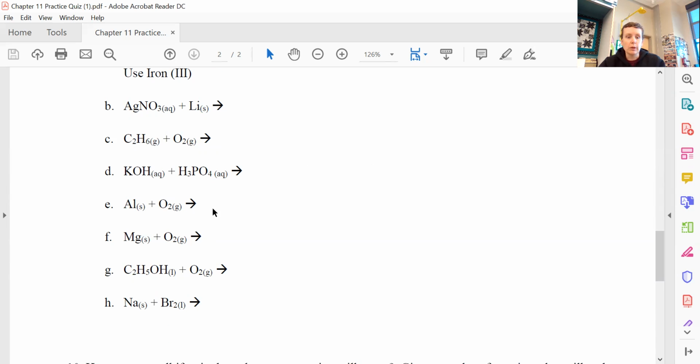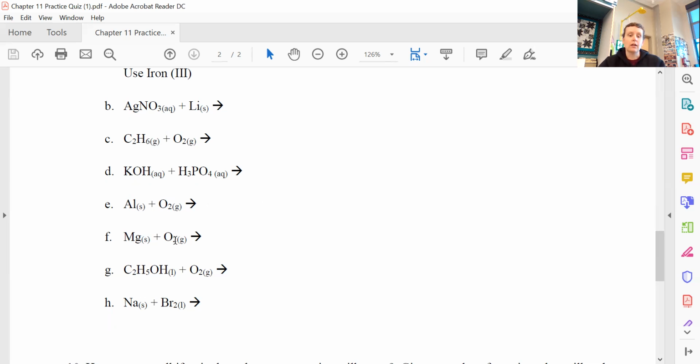Part E, aluminum and oxygen, they're going to combine. That's a combination, a synthesis reaction. Think about their charges. When they become part of a compound, aluminum is a +3, oxide is a -2. So we're going to get Al2O3, and it's by itself as a compound, metal oxide, it's a solid.